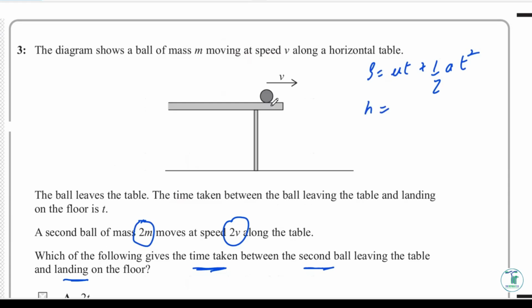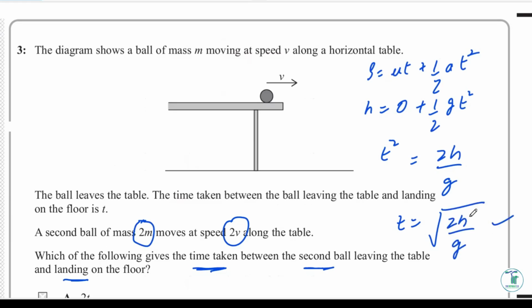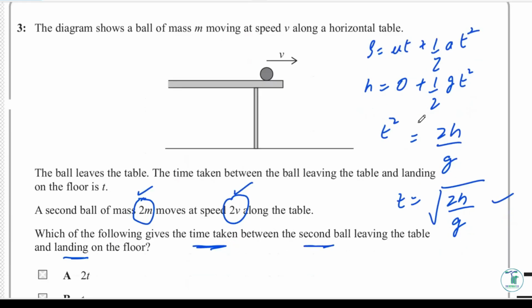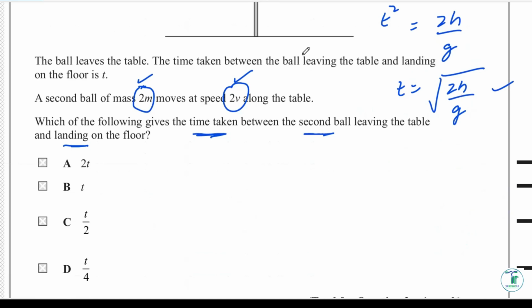The initial velocity of the ball has to be 0. So 0 plus 1 by 2 gt square. From this expression, t square should be equal to 2h upon g, meaning thereby t is equal to the square root of 2h upon g. What does that mean? That the time would always be the square root of 2h upon g. So it is not affected by the mass, it is not affected by the velocity. It is just affected by the height and the gravitational acceleration. So whatever the time was taken by the first ball, the same time would be taken by the second ball if you've got the height same. So yeah, we're going to go with option number B.